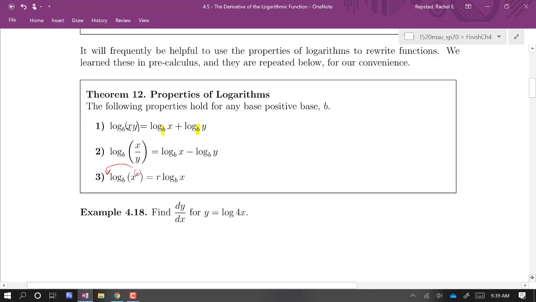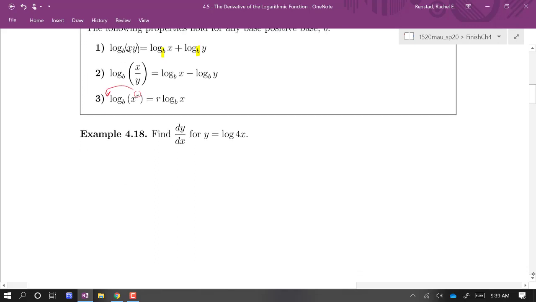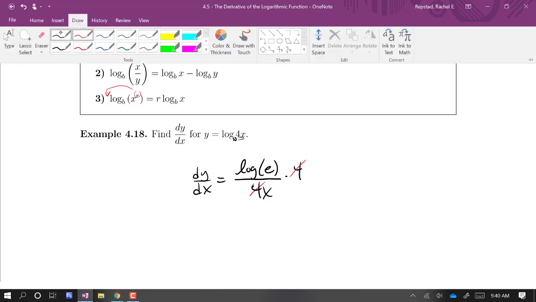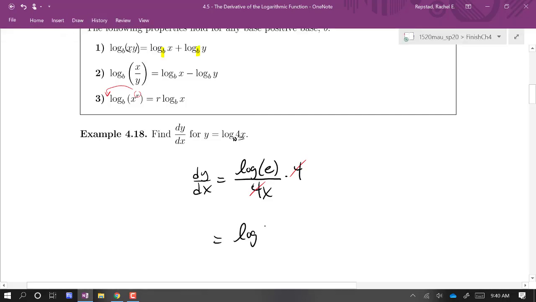Let's get some practice. We're going to find dy dx where y is equal to log of 4x. Now if there's no base written, it is understood that it's base 10. That's the common log. So using the formula, dy dx is going to be log base 10 of e, or just log e, over 4x. And then the chain rule has me multiply by the derivative of the stuff inside, so I'm going to multiply by 4. Note that the factors of 4 cancel here, and we have log of e over x.